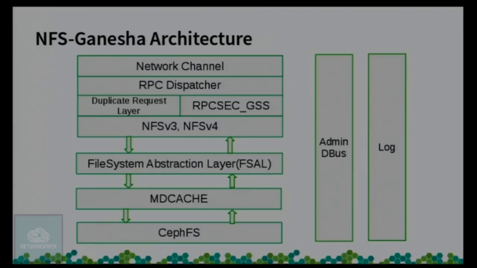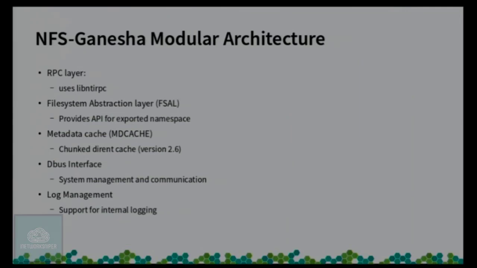So using dbus, you can dynamically export and unexport the NFS Ganesha. If you have a production cluster running and you don't want to stop the cluster, change something in the configuration file, and then restart the cluster, you can take advantage of dbus. So you can dynamically change the configuration. And then there's logging, which is for tracing and debugging. This slide just reiterates what I just said.